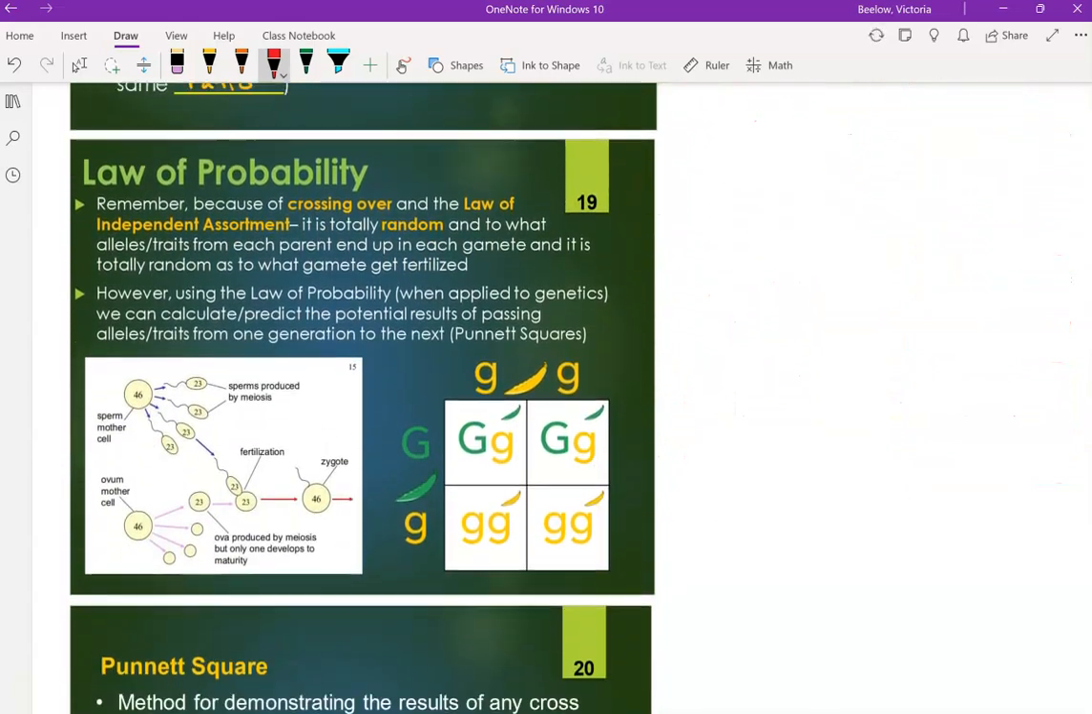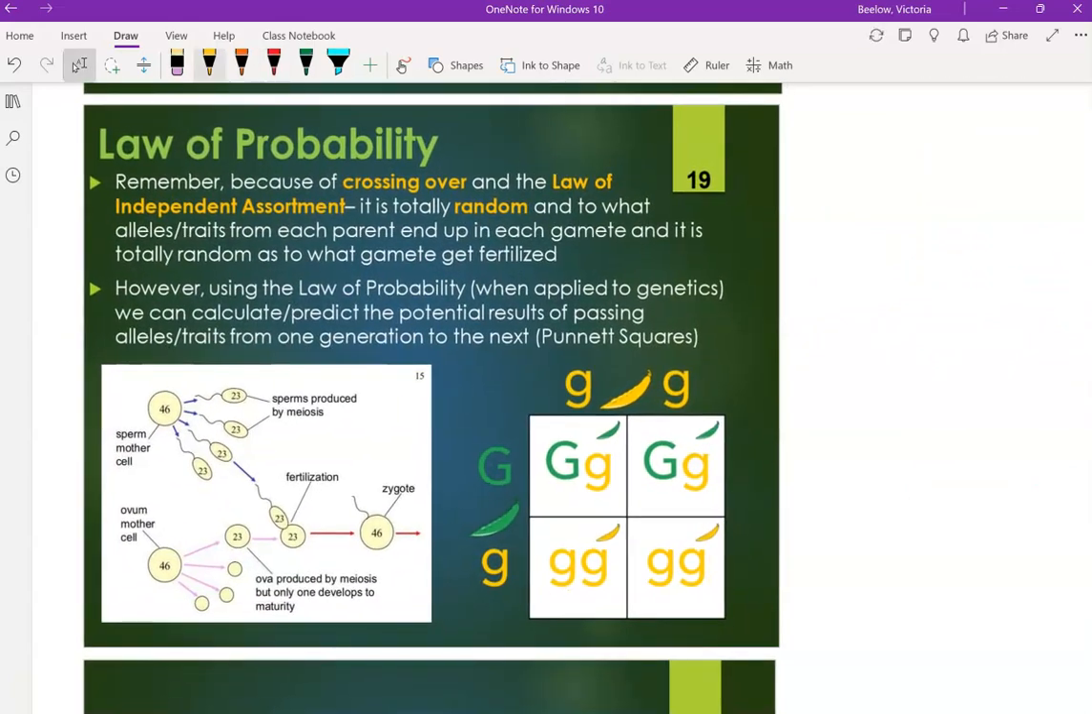I was already talking about this with the pea plants. So, law of probability. Remember, because of crossing over and the law of independent assortment, it's totally random as to what alleles or traits from each parent end up in each gamete, and it's totally random as to what gamete gets fertilized. So that is true. If we go back to meiosis, that crossing over and independent assortment, they both contribute to genetic variation.